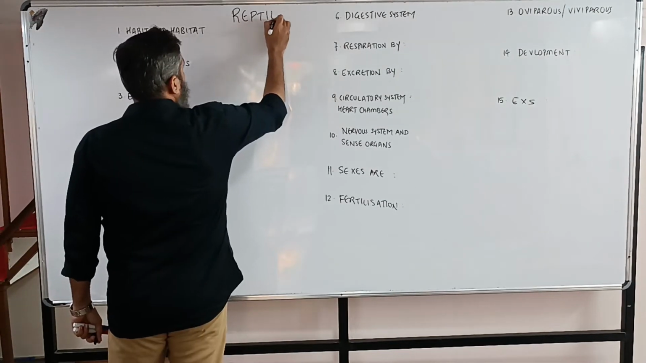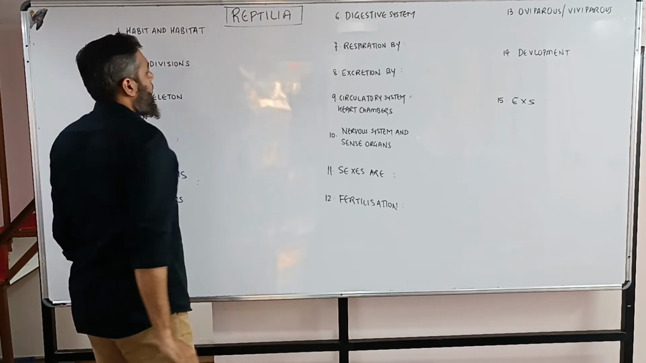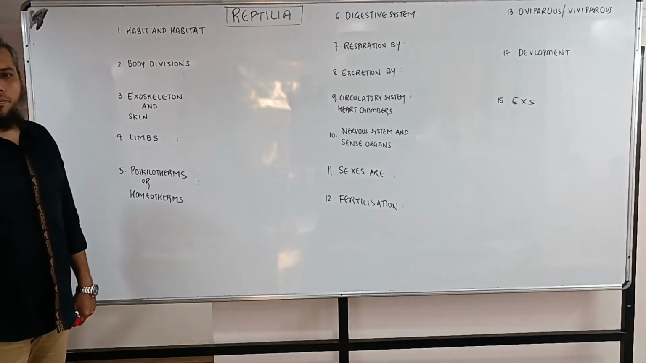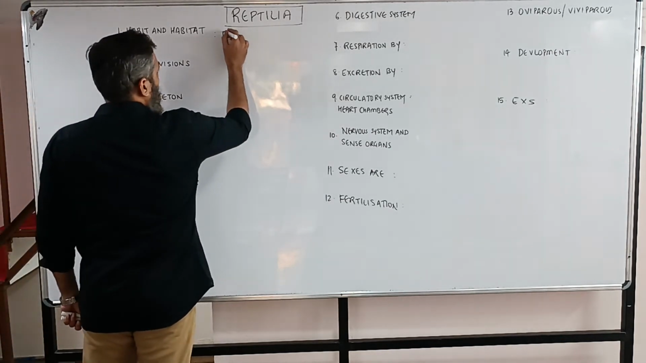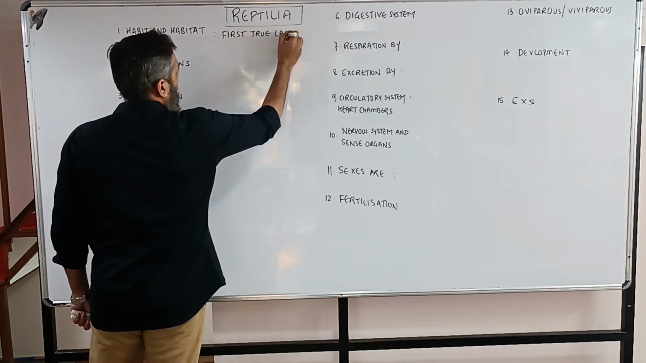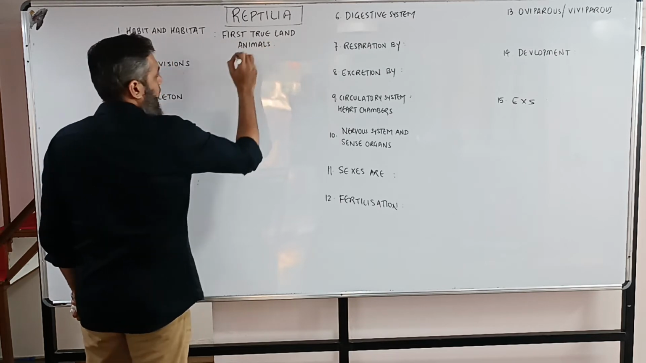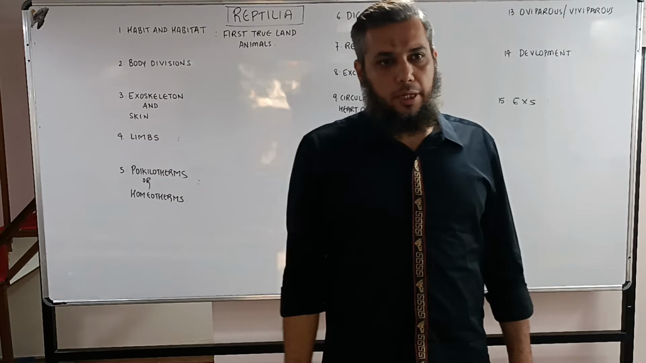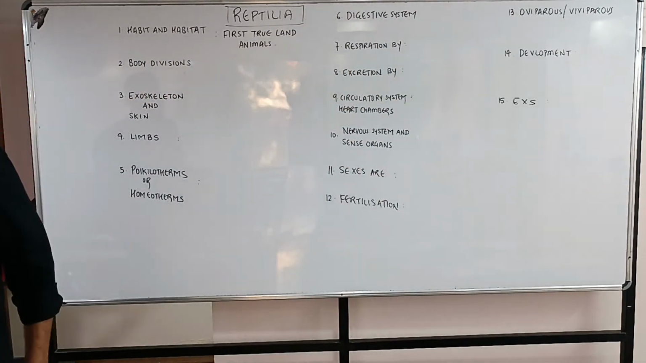Next class is Reptilia. Okay. So what's their habit and habitat? I'll say that they are the first true land animals. They are able to successfully live on land away from water.